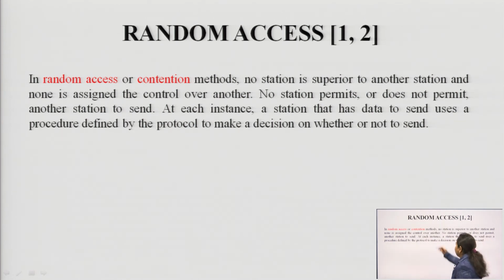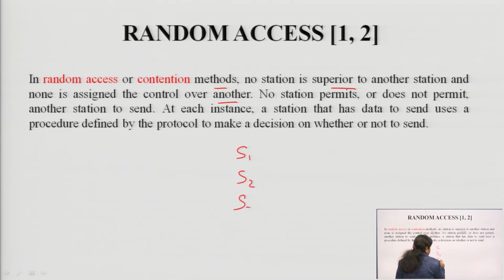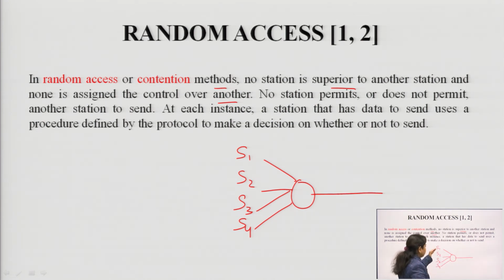In random access or contention method, no station is superior to another station and none is assigned control over another. Which means that there is no pattern decided. Let us say there are 4 different users S1, S2, S3 and S4. These 4 users are connected together and want to access the common channel. There is no definite pattern, like the first user will transmit the data, then second, then third and fourth. This is not the pattern; whichever user has data will access the channel. That is known as random access protocol.